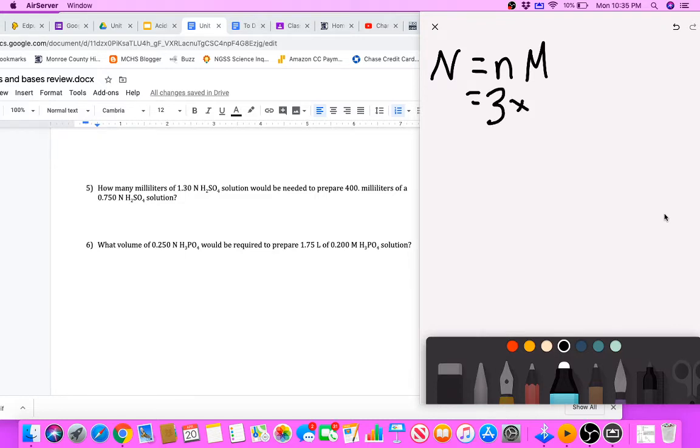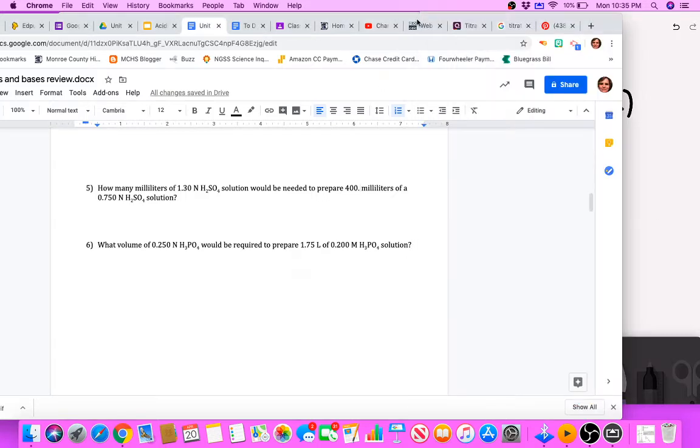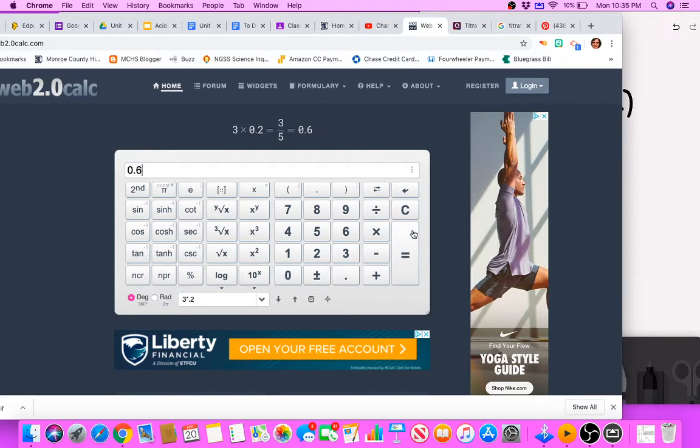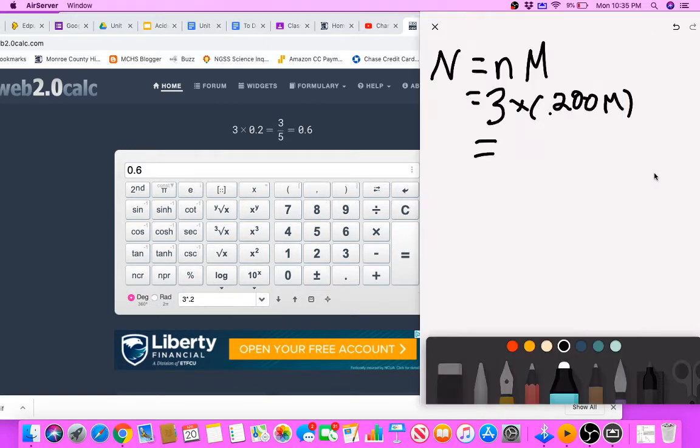And then our molarity is 0.200, so times 0.200 molar. When you do 3 times 0.2, and again you can punch that in, but 3 times 0.2 should be 0.6 if I'm thinking correctly, but we'll go ahead and do it. 3 times 0.2 should be 0.6, and that is correct. So then our normality is 0.600.